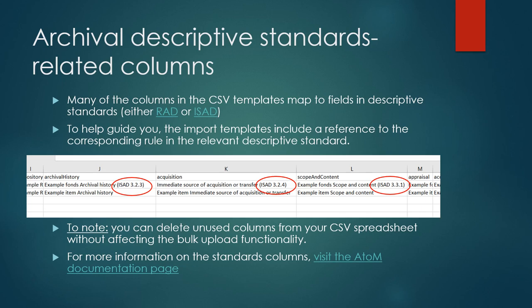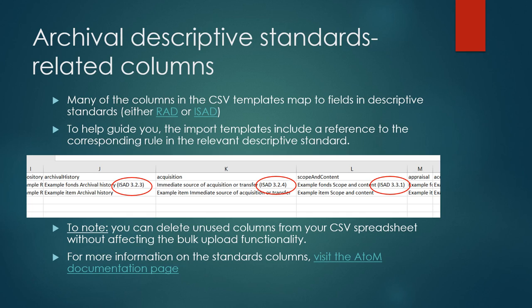Now we have archival descriptive standards related columns. A lot of the columns that you'll see in any of the templates for archival description, whether it be ISAD or RAD, are going to be columns that map to fields in descriptive standards for archives. To help guide you, perhaps if you're not sure which field a particular column is mapping to, and you want to make sure that you put the right information in the right place, whenever you download a template from the AtoM site, each field in those example fields that you'll see below, they've put in the relevant corresponding rule for the descriptive standard that you're using.